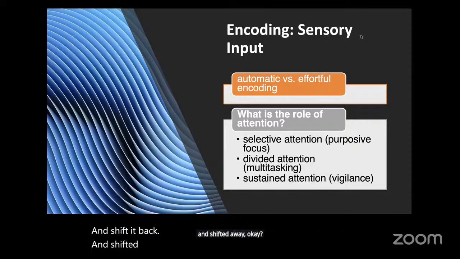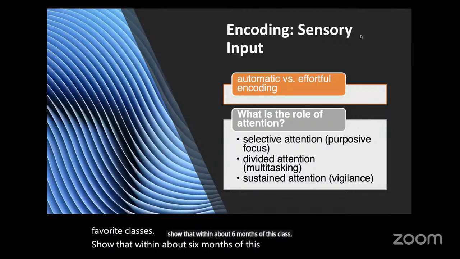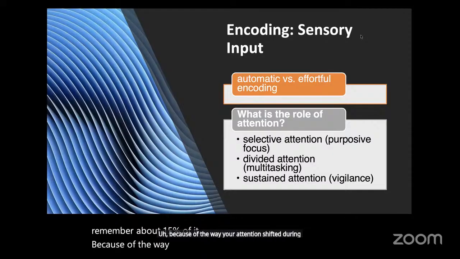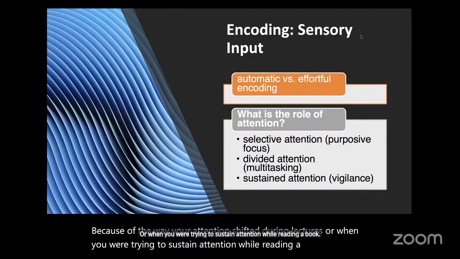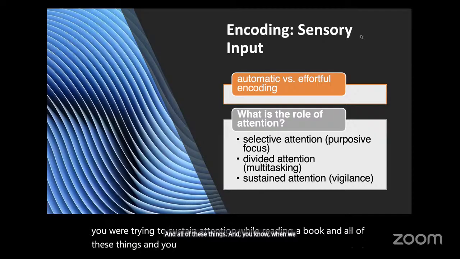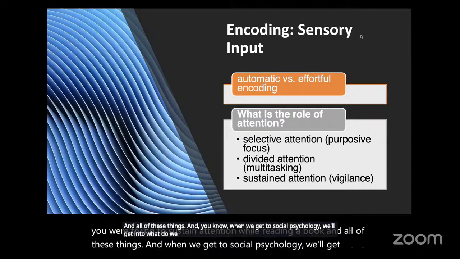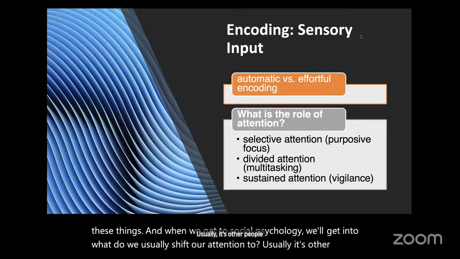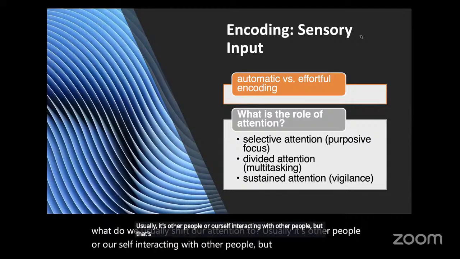Okay. And in fact, research on even your most favorite classes shows that within about 6 months of this class, you'll only probably remember about 15% of it because of the way your attention shifted during lectures or when you were trying to sustain attention while reading a book and all of these things. And when we get to social psychology, we'll get into what we usually shift our attention to. Usually it's other people or ourself interacting with other people, but that's a story for another day.